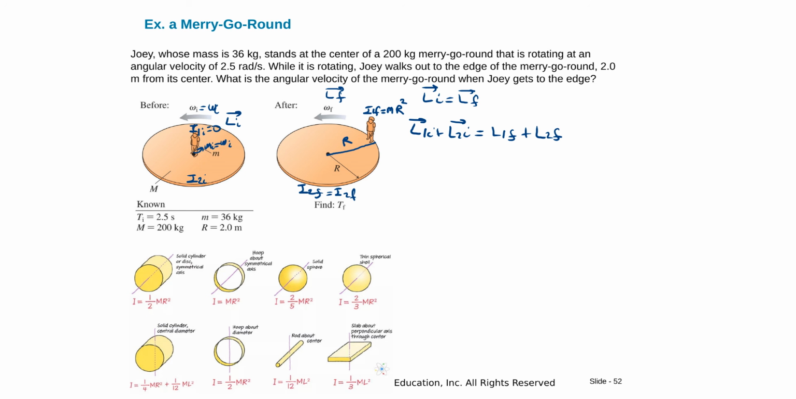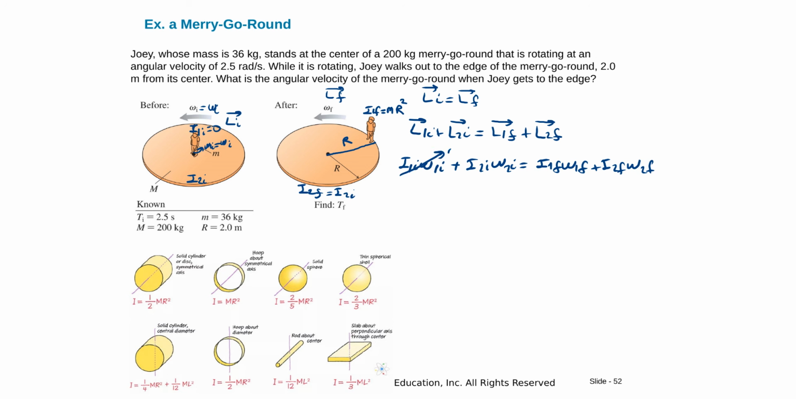This is I2 initial here, because nothing is changing about the merry-go-round concerning its moment of inertia. We'll use those to calculate our initial and final angular momentums. So let's put this in here: I1 initial omega 1 initial plus I2 initial omega 2 initial is equal to I1 final omega 1 final plus I2 final omega 2 final.